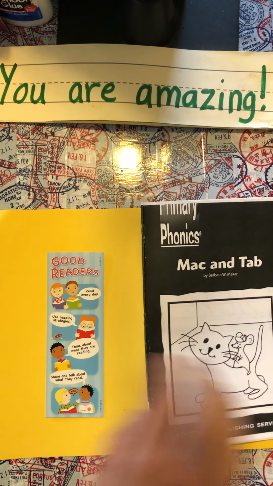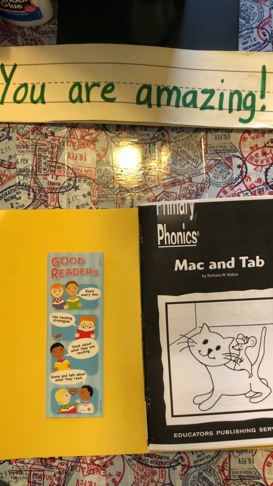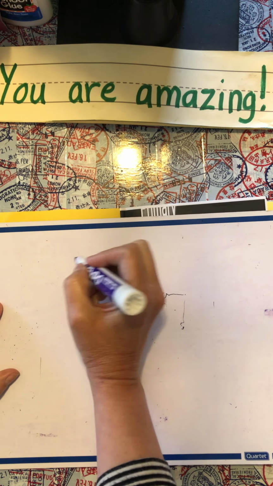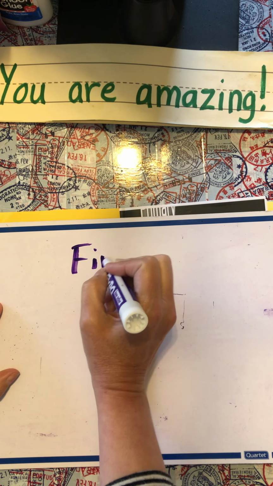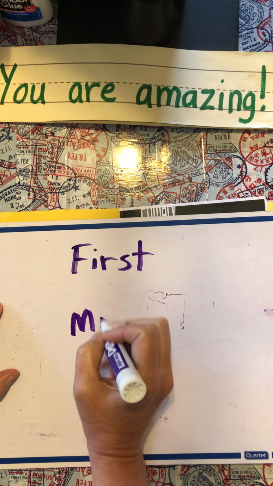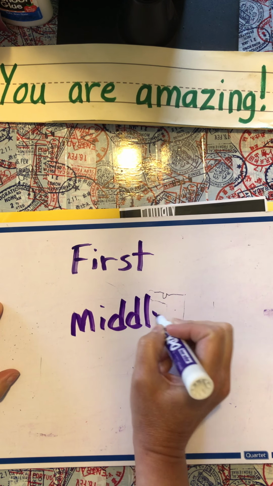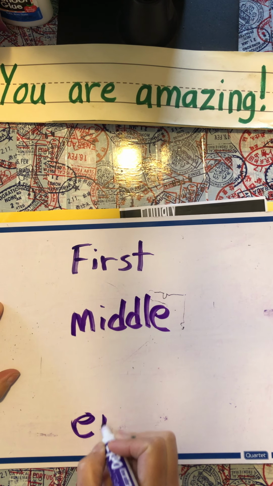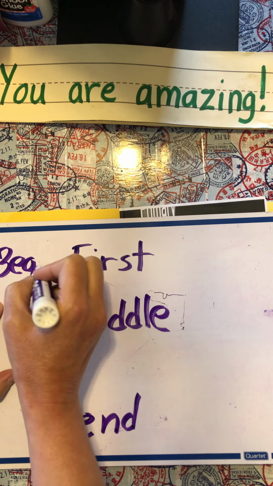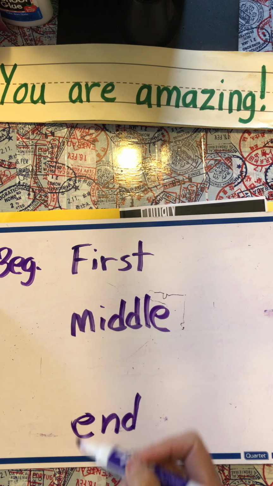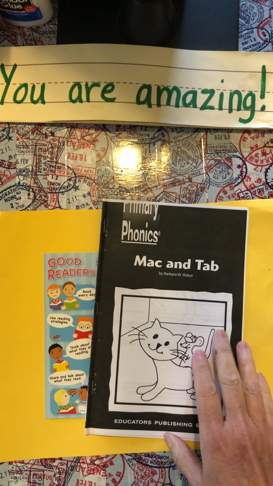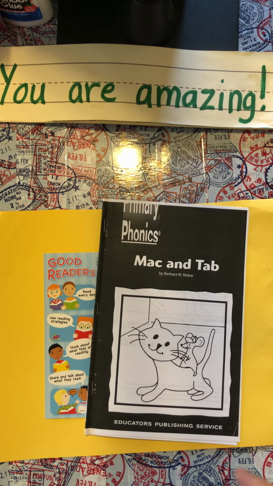So I want you to just talk this story over. There's a lot of work that we could do with this. Talk about what happens first, what happens in the middle or next, and what happens at the end. So we could do beginning, in the middle, and the end. Just talk that over and then practice reading it until it is smooth.